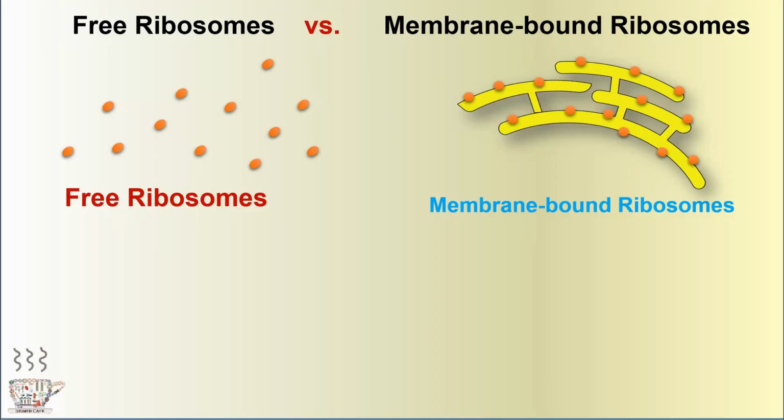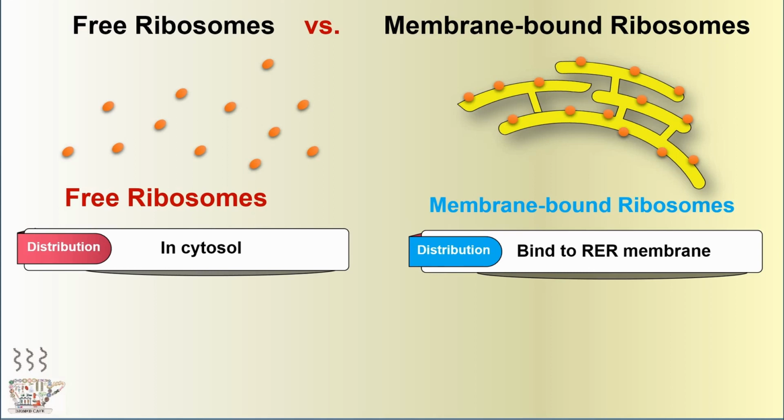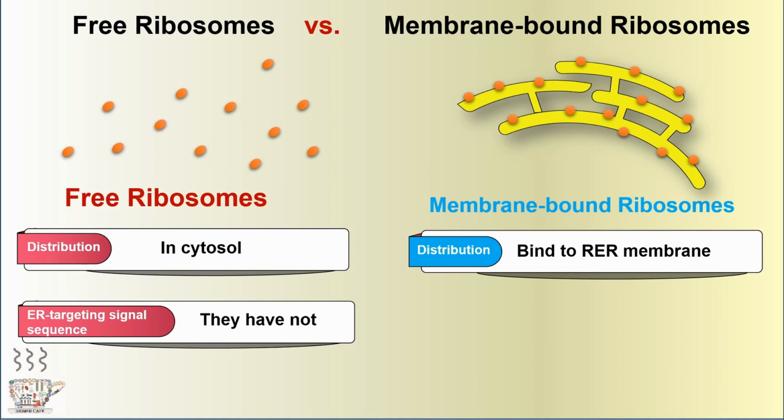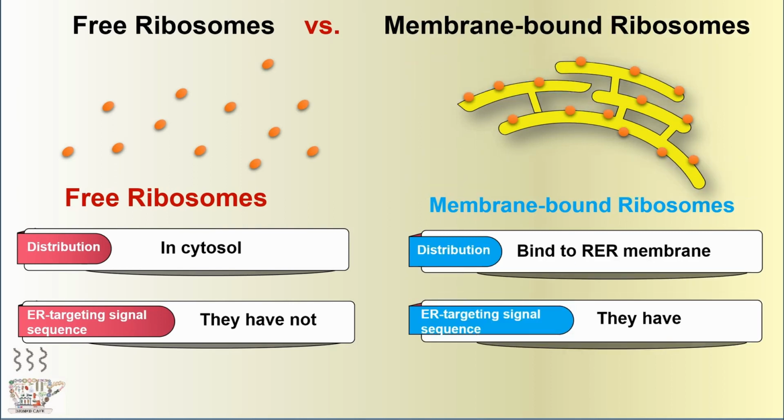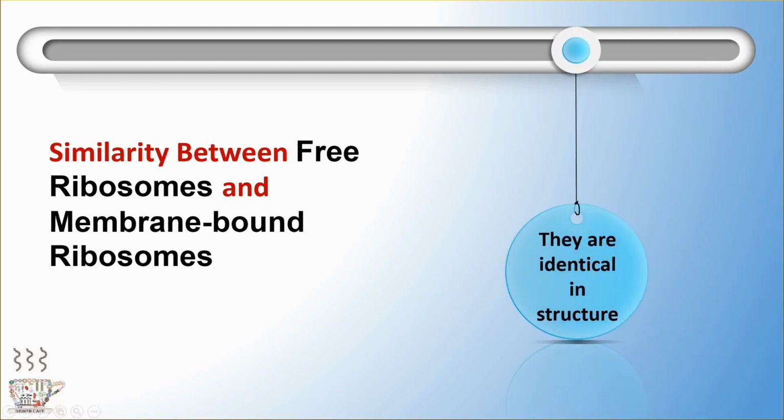Now I want to compare free ribosomes with membrane-bound ribosomes. Free ribosomes are distributed in the cytosol, but membrane-bound ribosomes bind to the RER membrane. Free ribosomes do not have an ER targeting signal sequence, but membrane-bound ribosomes have an ER targeting signal sequence. Similarity between free ribosomes and membrane-bound ribosomes: they are identical in structure.